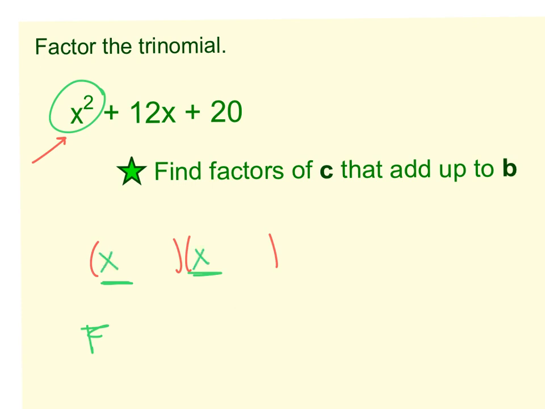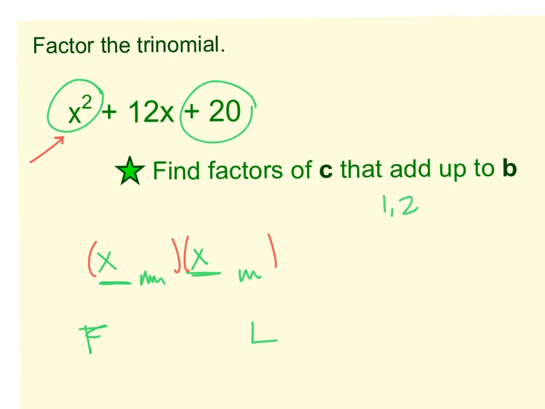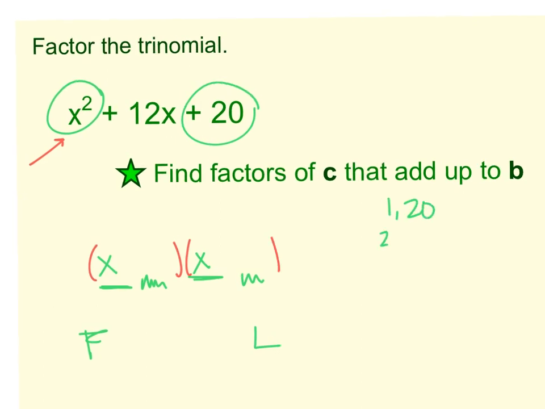x times x. And we know that what goes in our last spot right here, the L of FOIL, has to multiply to a positive 20. So you have options. What multiplies to positive 20? So think about your factor pairs. 1 and 20, 2 and 10, 4 and 5.